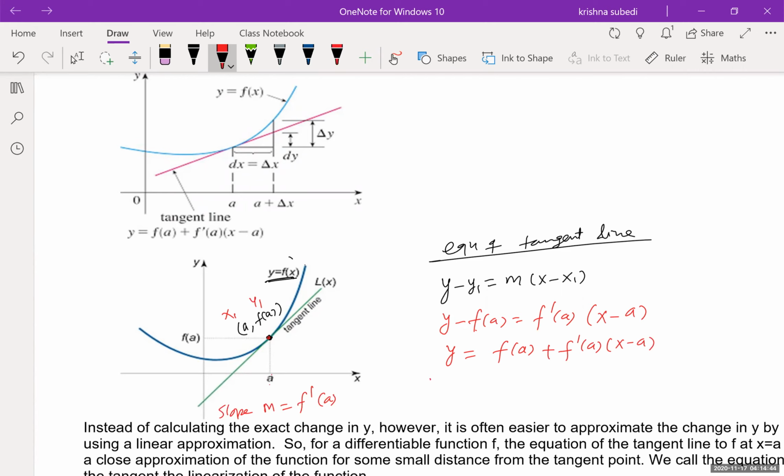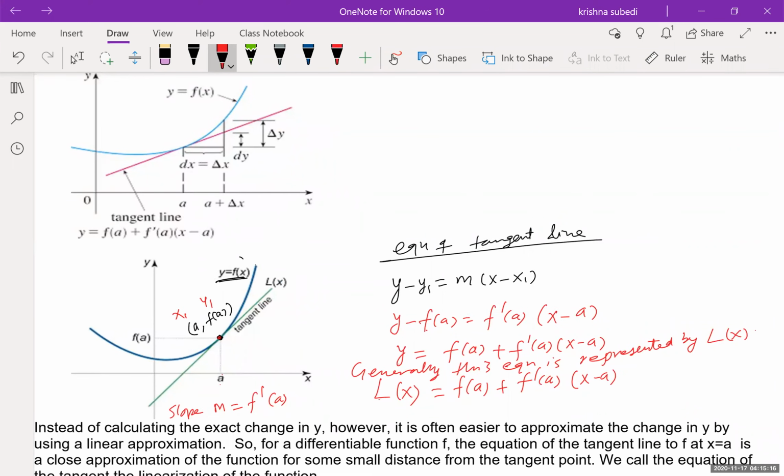And generally we represent that by L of x. Okay, so you can write y equals this, but generally we represent this tangent line by the symbol L of x equals f of a plus f prime of a times x minus a. Okay, generally this equation is represented by L of x, which means this.